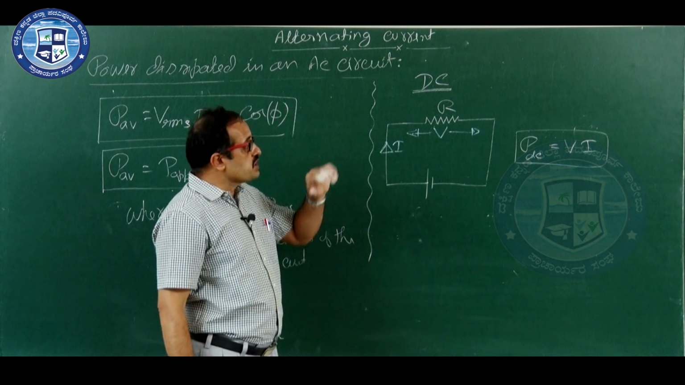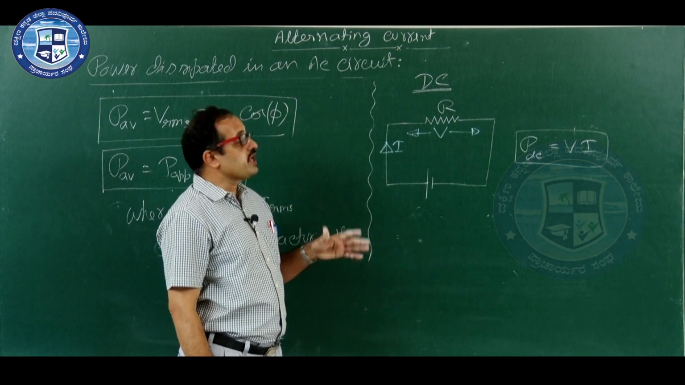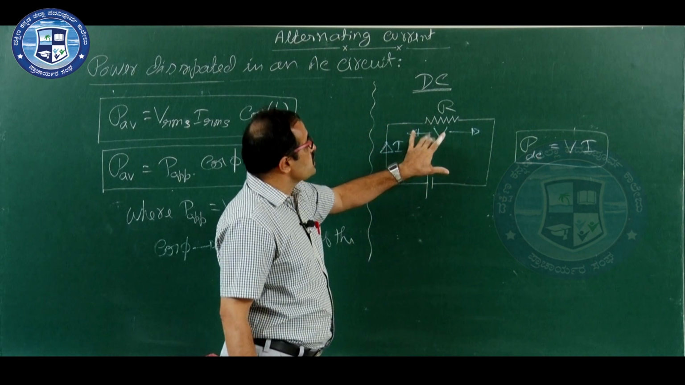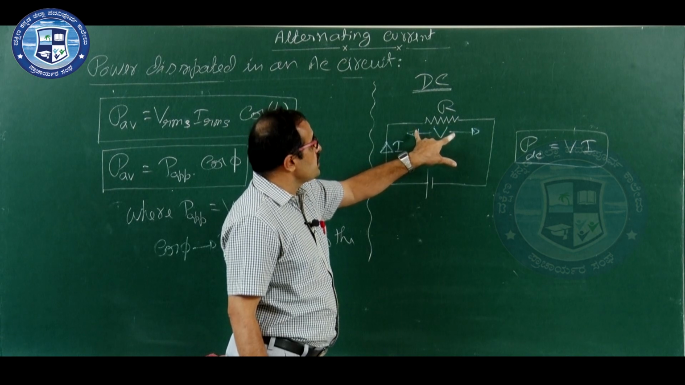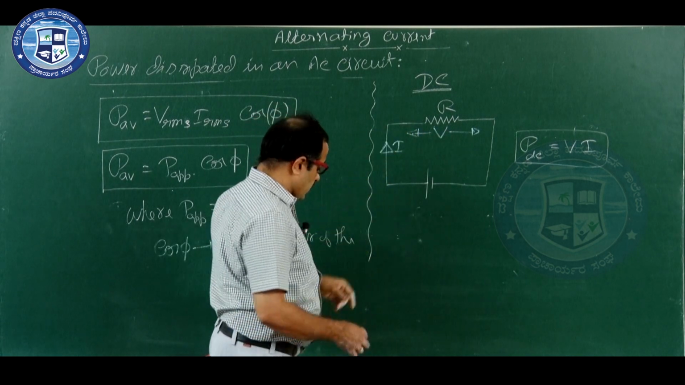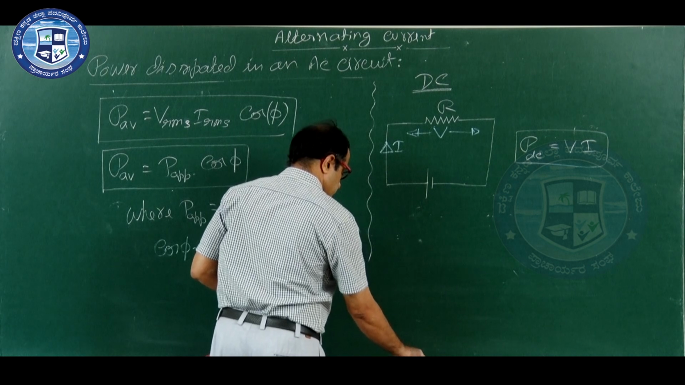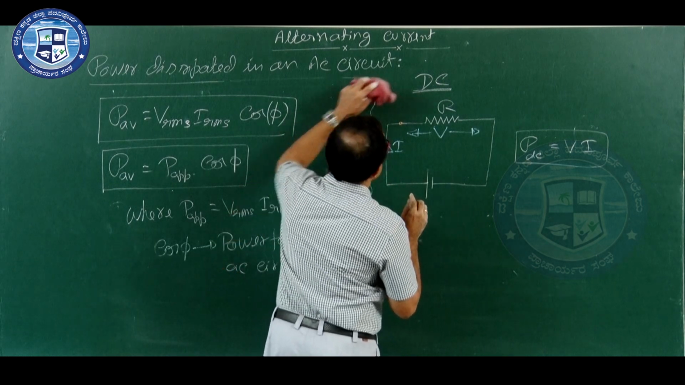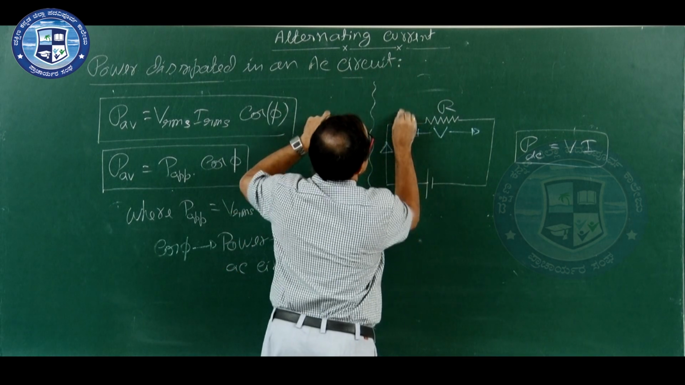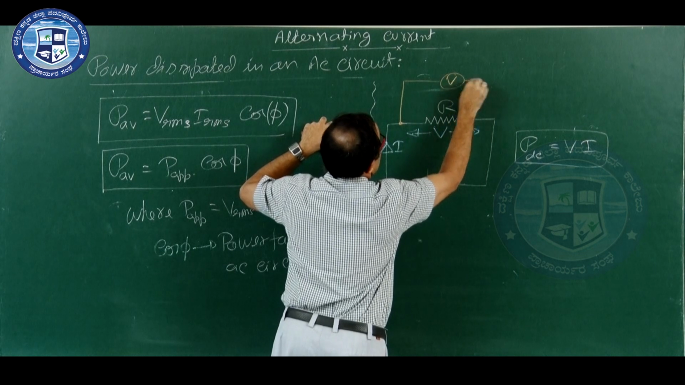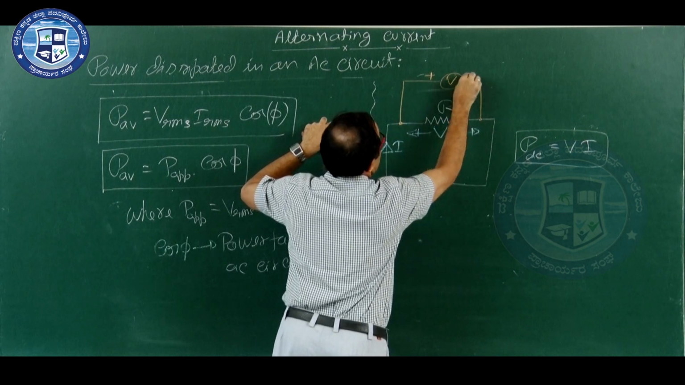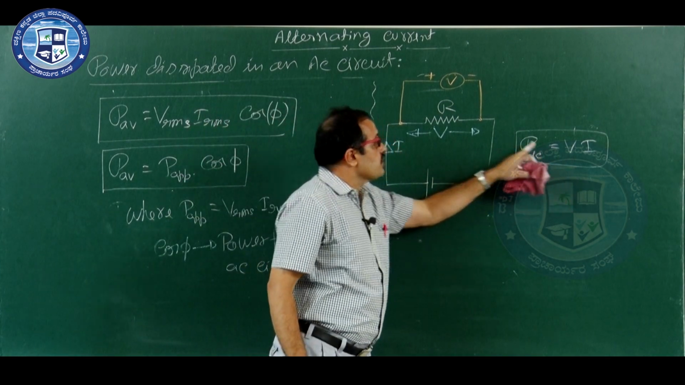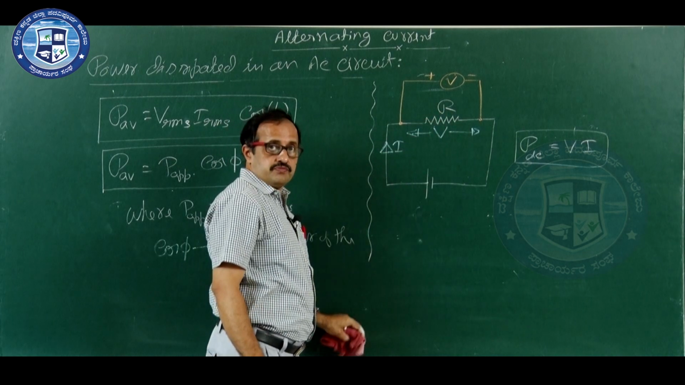But if you want to do this experimentally, you are asked to do the experiment, then what is this V? V means voltage across the resistor. How to measure voltage across the resistor? By connecting one voltmeter. Therefore, here across the resistor we connect one voltmeter.